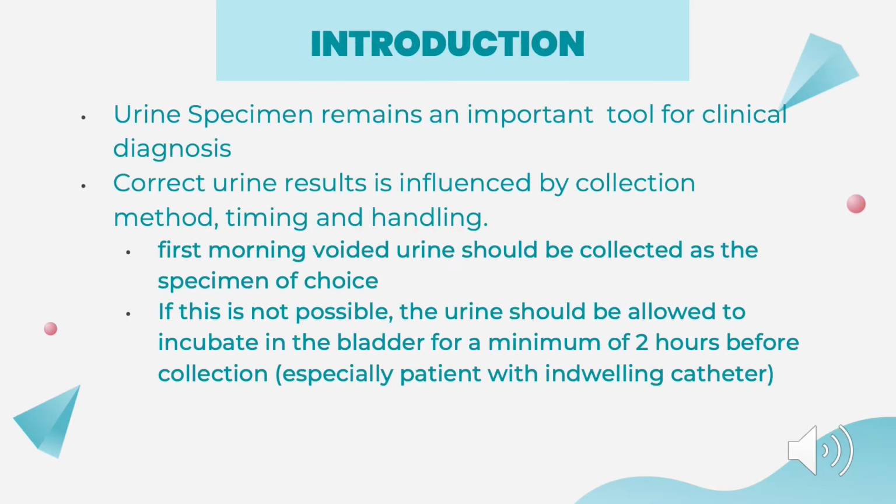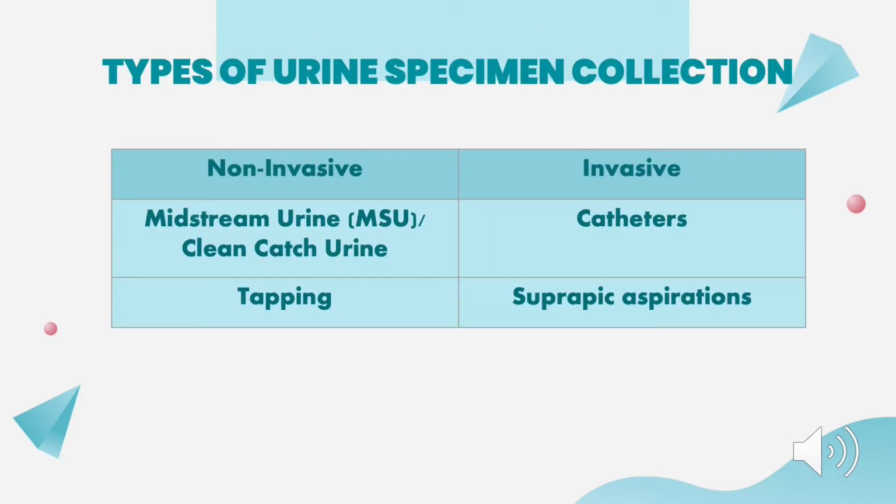Urine is one of the most frequent specimens sent to the laboratory for related clinical diagnosis. Its result depends on the collection method, time of collection and handling. Ideally, the first morning voided urine should be collected. If this is not possible, urine should be incubated in the bladder minimum of 2 hours before collection, especially in patient with indwelling catheter. Types of urine specimen collection are divided into two categories: the non-invasive and invasive type.